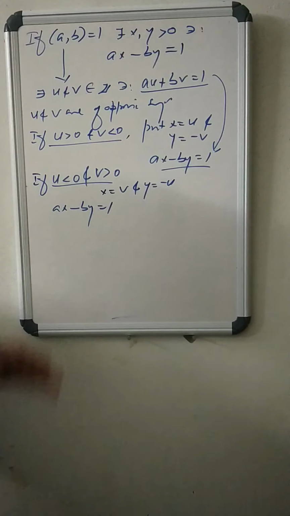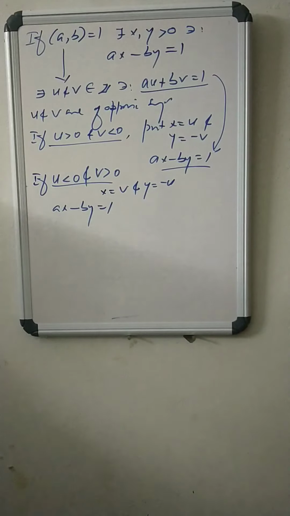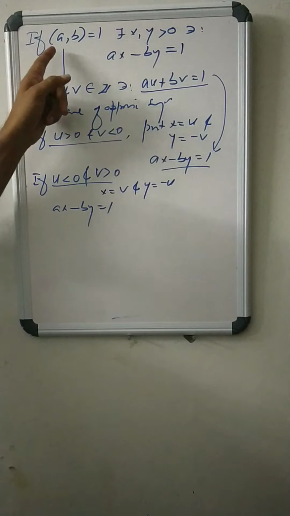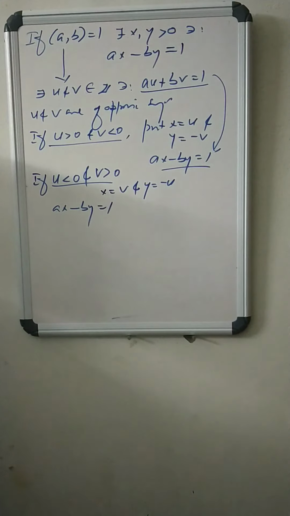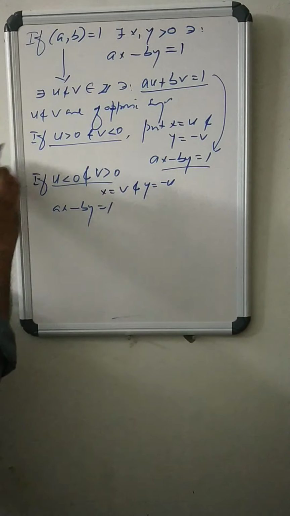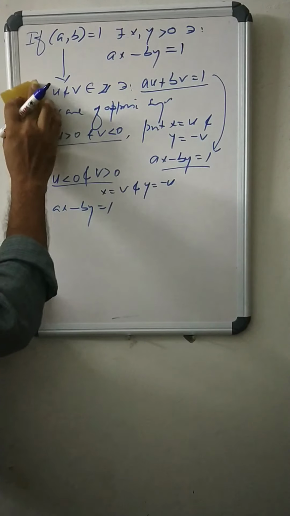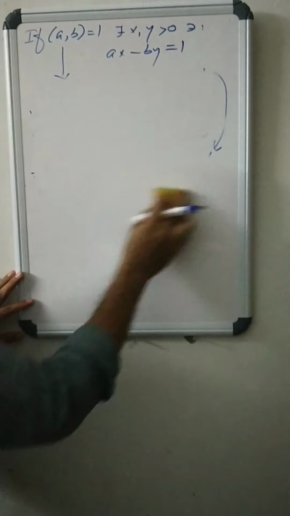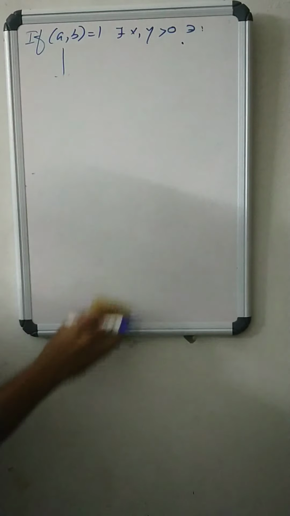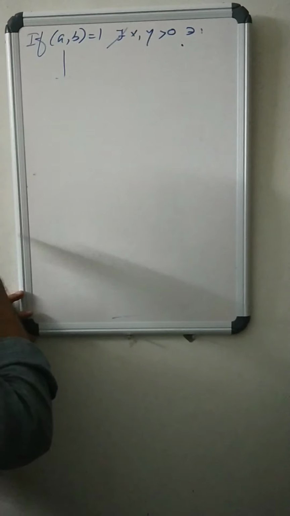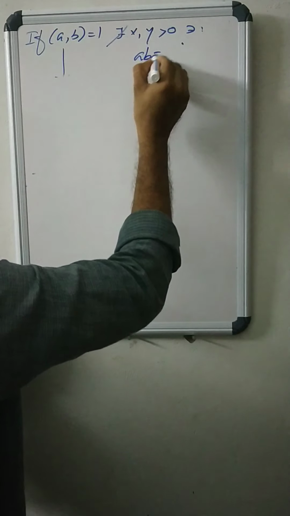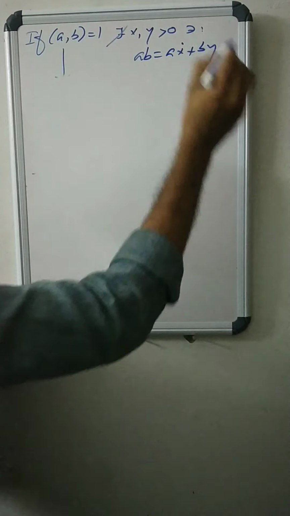Now there is an important result. If a and b are relatively prime, then there are positive x and y such that ax minus by is 1. Here, if a and b are relatively prime, then there is no positive x and y such that ab equals ax plus by. There does not exist x and y positive such that ab equals ax plus by.